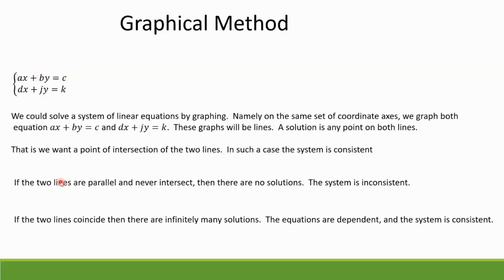What can happen though is that the two lines could be parallel, which means they never intersect. In that case, there are no solutions and the system is inconsistent. What can also happen is the two lines could actually coincide. They could be on top of each other. In that case, there are infinitely many points of intersection. That is, there are infinitely many solutions. So the equations would be dependent. The system is consistent. When there are no solutions, it's inconsistent. That's when the lines are parallel. Sorry, went too fast.